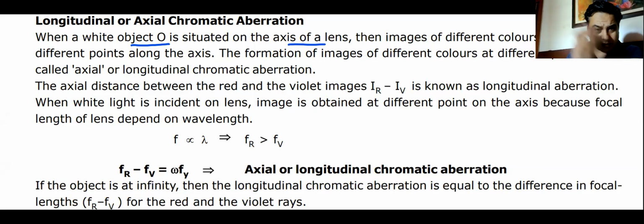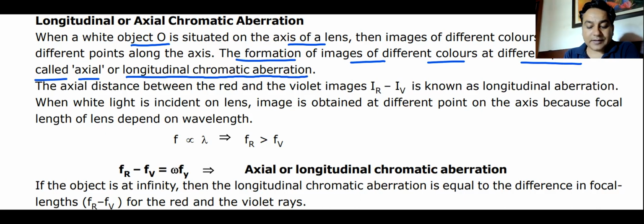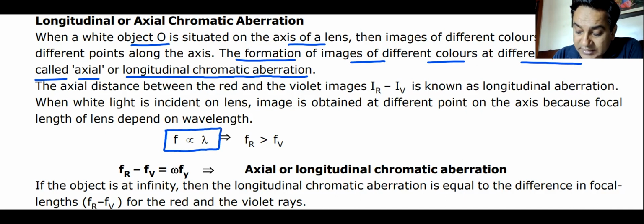We have seen red light will get focused at a farther point, violet light will get focused at a nearer point. This formation of images of different colors at different positions is known as axial or longitudinal chromatic aberration. What we have seen happening in the previous diagram is known as longitudinal or axial chromatic aberration. We have seen that focal length is directly proportional to wavelength.